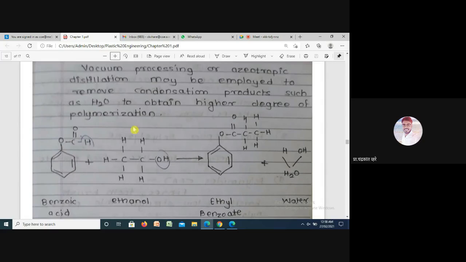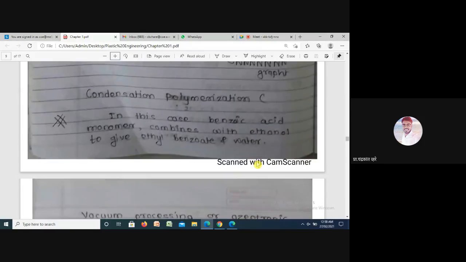This is for condensation polymerization, and it is very simple. Just remember the two words I told you, and you will remember condensation polymerization. So give the heading condensation polymerization and write these three sentences. We'll go next. Write it fast.